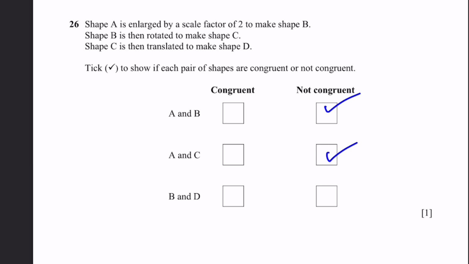Now B and D. Shape B is rotated to make shape C, so they're congruent. Shape C is translated to make shape D. That doesn't change the size, so they're congruent. That means that shape B is congruent to shape D. The size does not change, so they're congruent.